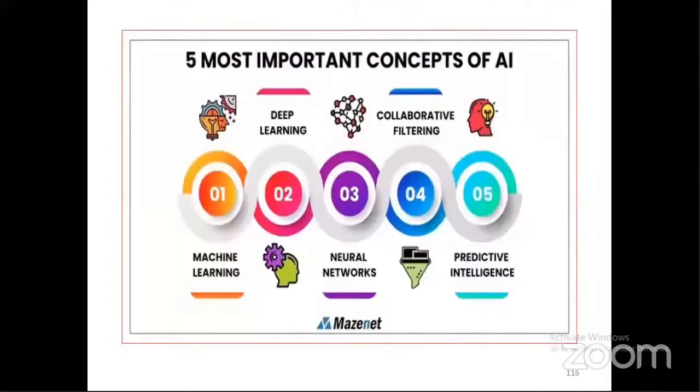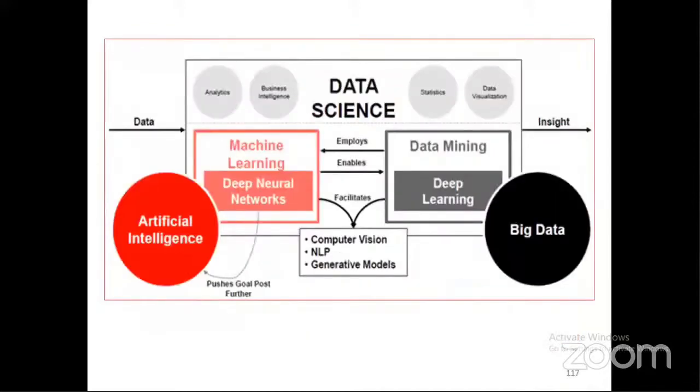The five most important concepts of AI: machine learning, learning from the observational data. Learning from the actionable data in a deep manner is deep learning. We are using neural networks like artificial neural networks, convolutional neural networks, deep convolutional neural networks, recurrent neural networks, and collaborative filtering. Especially on commercial websites like Amazon, Flipkart, etc., we are using a recommender engine. Then finally, predictive intelligence. Artificial intelligence plays a vital role in data science.